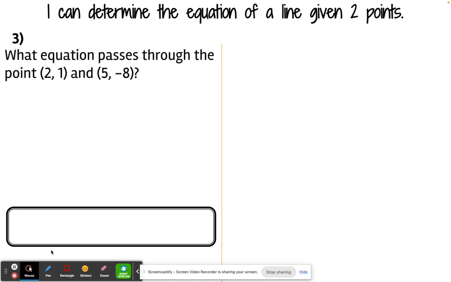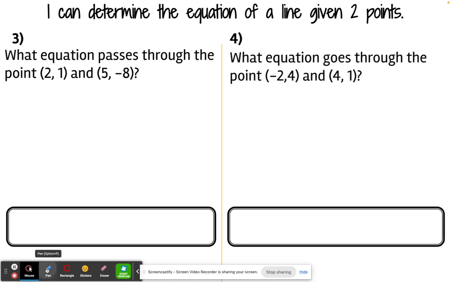I'm going to click again so I can see them both. Okay, now I have 2 points. I don't have my slope. How can I do this? Well, we know our formula for m is y2 minus y1 over x2 minus x1.